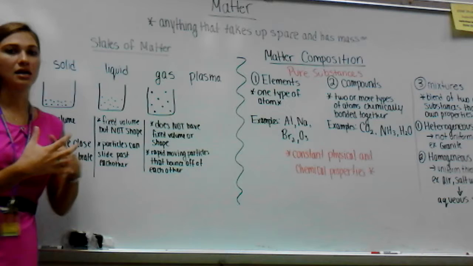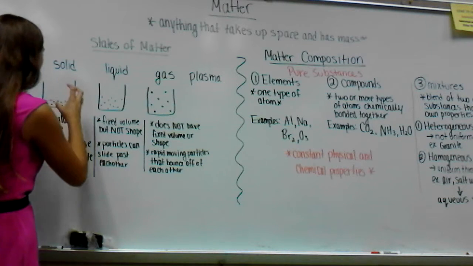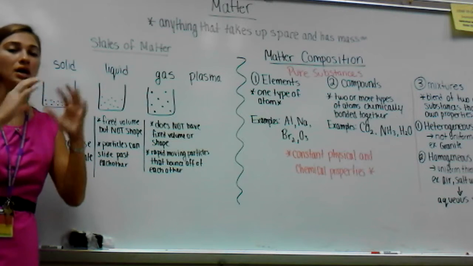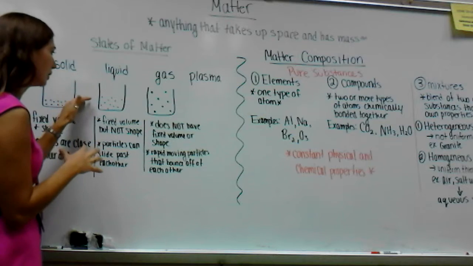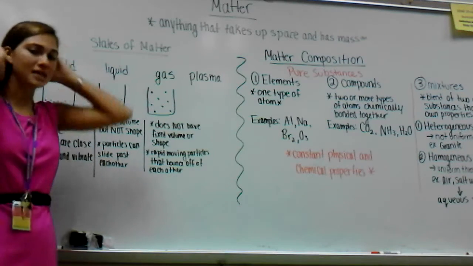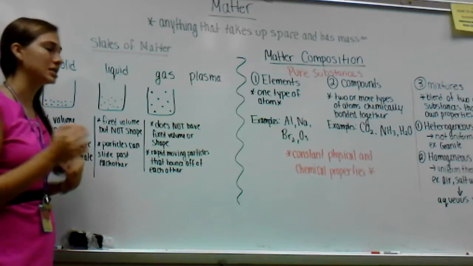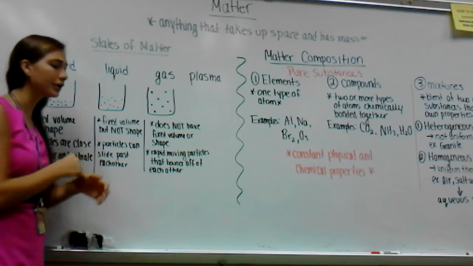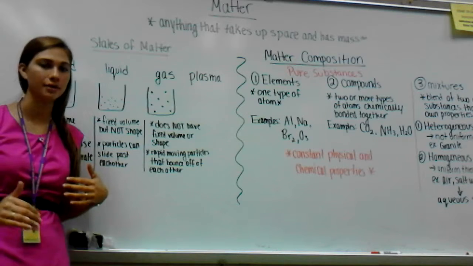Now, as you add some heat, our solid molecules are able to separate a little bit and they become a liquid. Now, our liquid still has a fixed volume, but the shape is not fixed anymore. It takes the shape of the container that it's in, and the particles can now slide past each other.